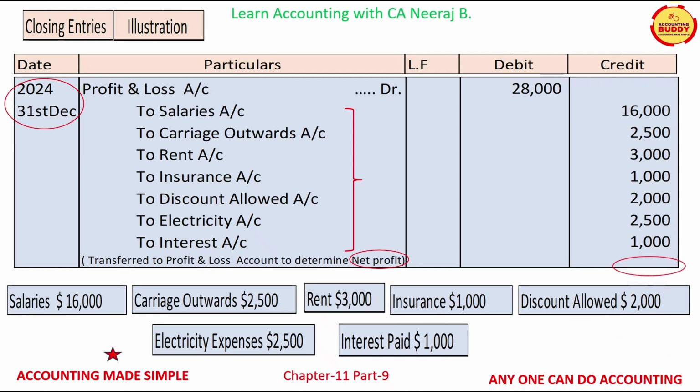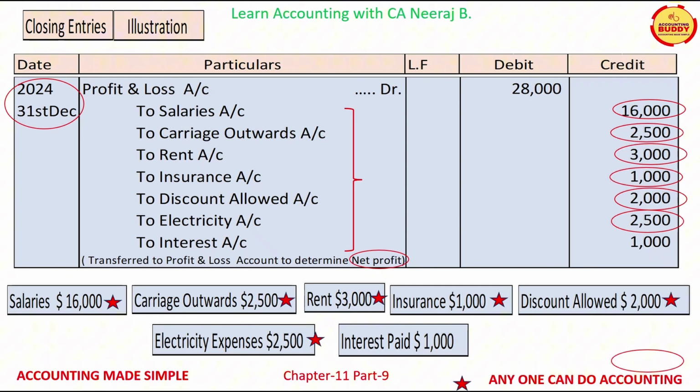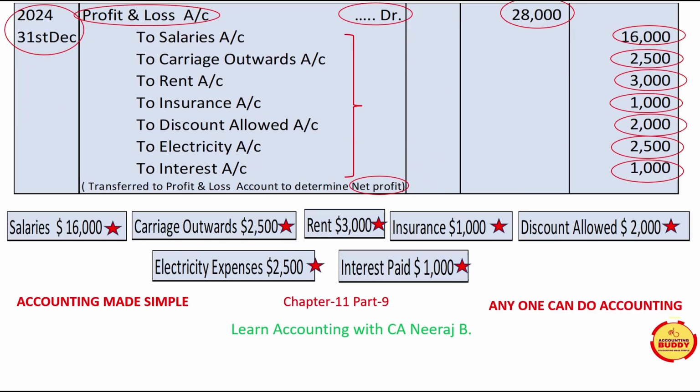Salary account will be credited by $16,000, carriage outward by $2,500, rent by $3,000, insurance account by $1,000, discount allowed account by $2,000, electricity expense account by $2,500, and interest paid account by $1,000. The second aspect of the entry is debited to the profit and loss account for $28,000.